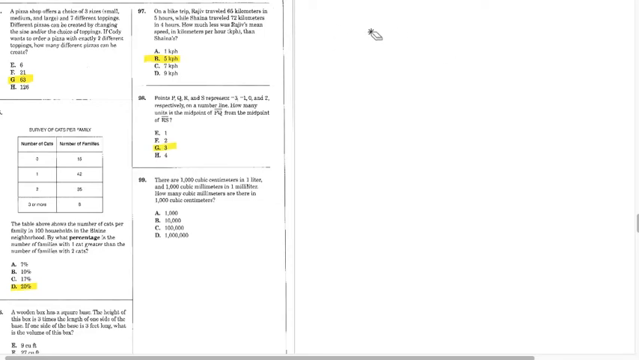Okay, we have 1,000 cubic centimeters in a liter, 1,000 cubic millimeters in 1 milliliter. How many milliliters are there? So 1,000 times 1,000 is simply 1 million. 1,000 times 1,000, just count the zeros. 6 zeros. 1, 2, 3, 4, 5, 6. Okay?